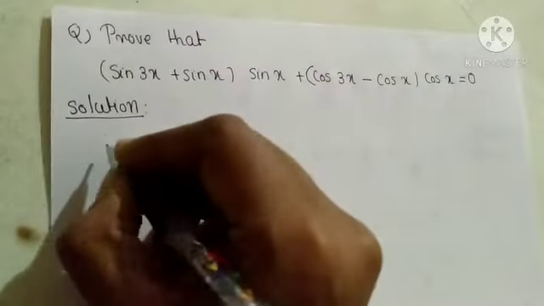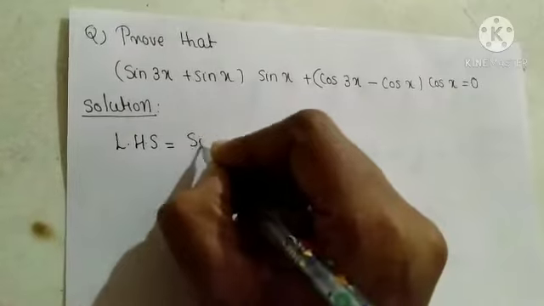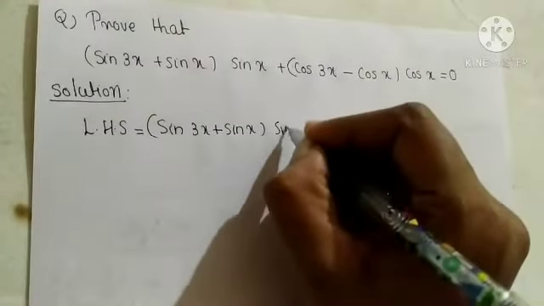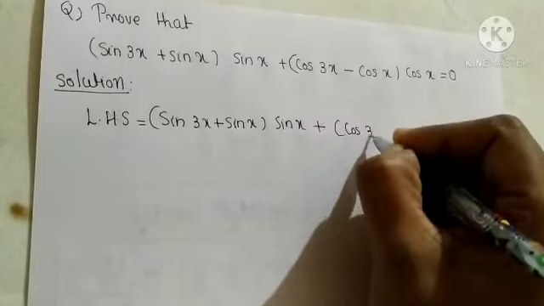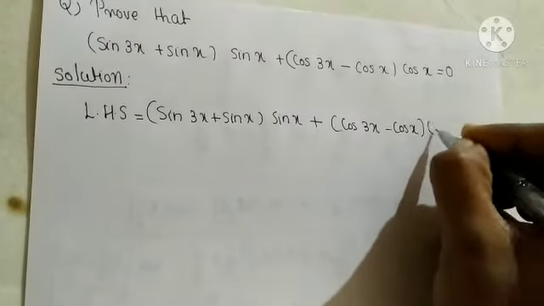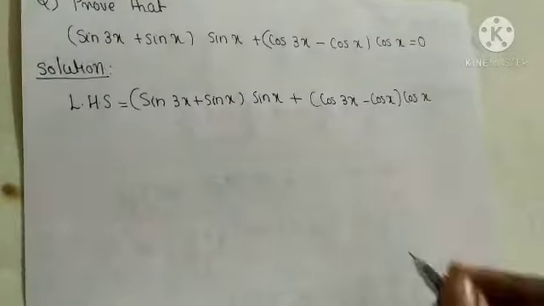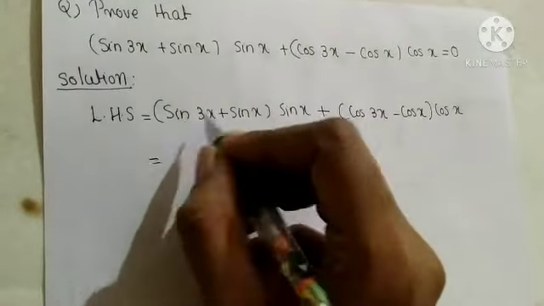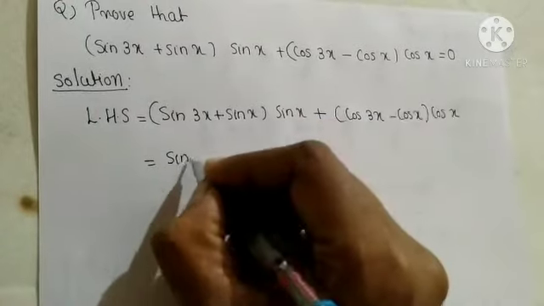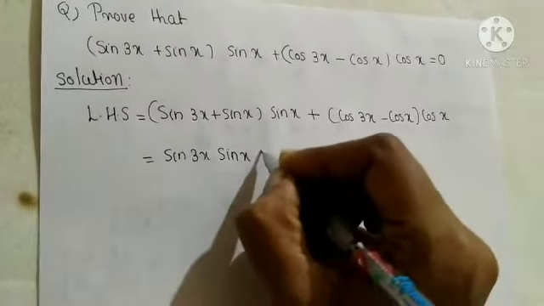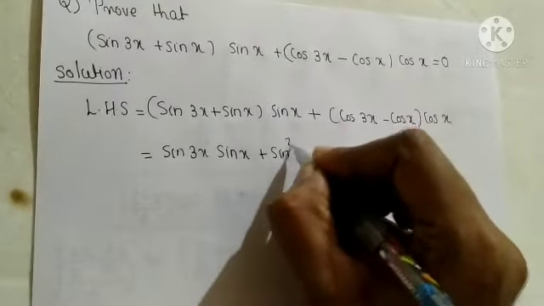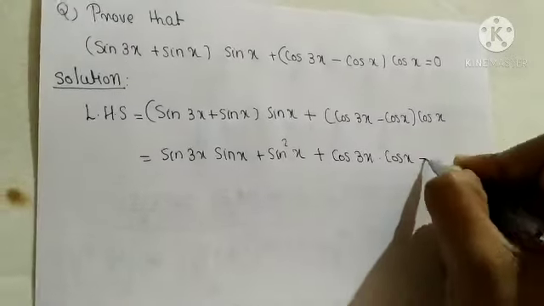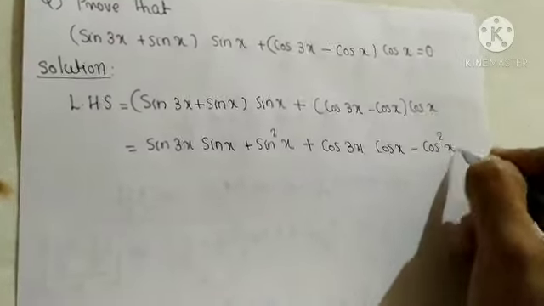Starting with the LHS, that is (sin 3x + sin x) into sin x + (cos 3x − cos x) into cos x. In the next step, I am going to open this bracket. So this step will become sin 3x into sin x plus sin x into sin x, that is sin² x, plus cos 3x into cos x minus cos x into cos x, that means cos² x.